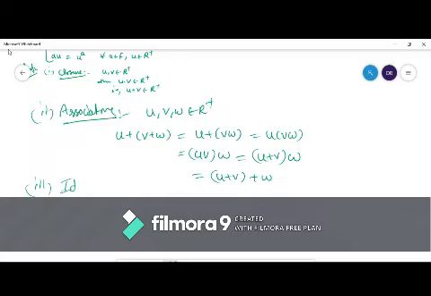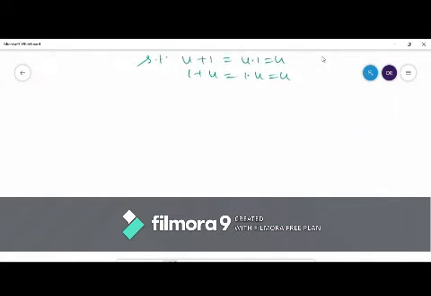Third one is existence of an identity element. For all u belongs to R plus, 1 belongs to R plus such that u plus 1, equal to u into 1, is equal to u, and 1 plus u is equal to 1 into u, equal to u. So identity exists.